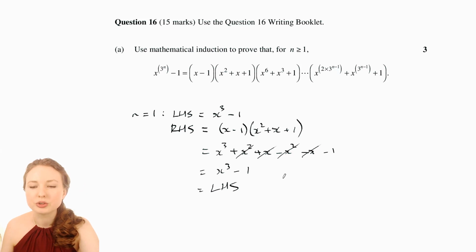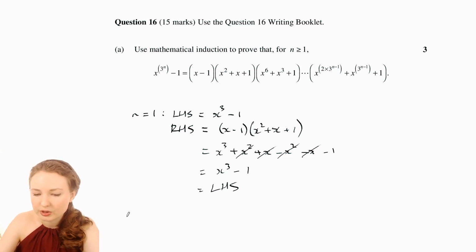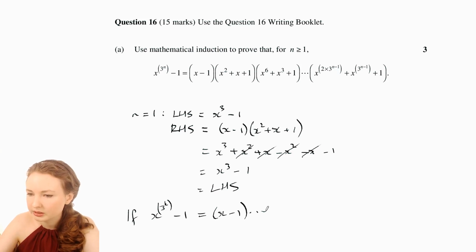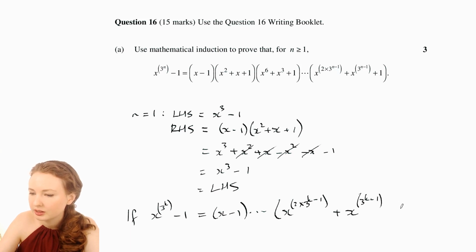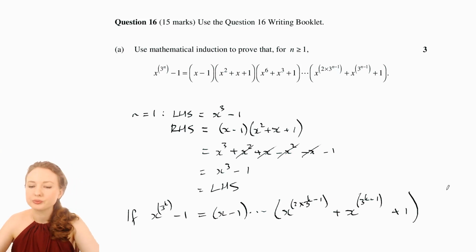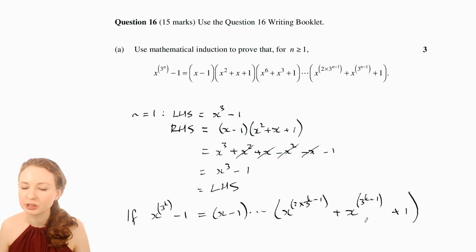So now what we want to do is show that if it's true for n equals k, then it's also true for n equals k plus 1. So you can say if x to the 3 to the k minus 1 is equal to all this, 2 times 3 to the k minus 1, okay, if that's true, then we need to derive some things from that fact, assuming that that's true.